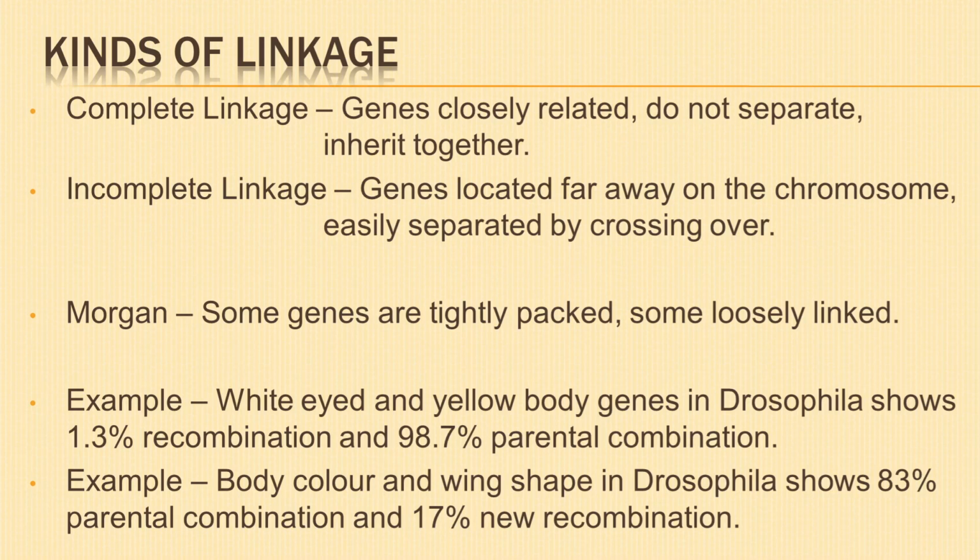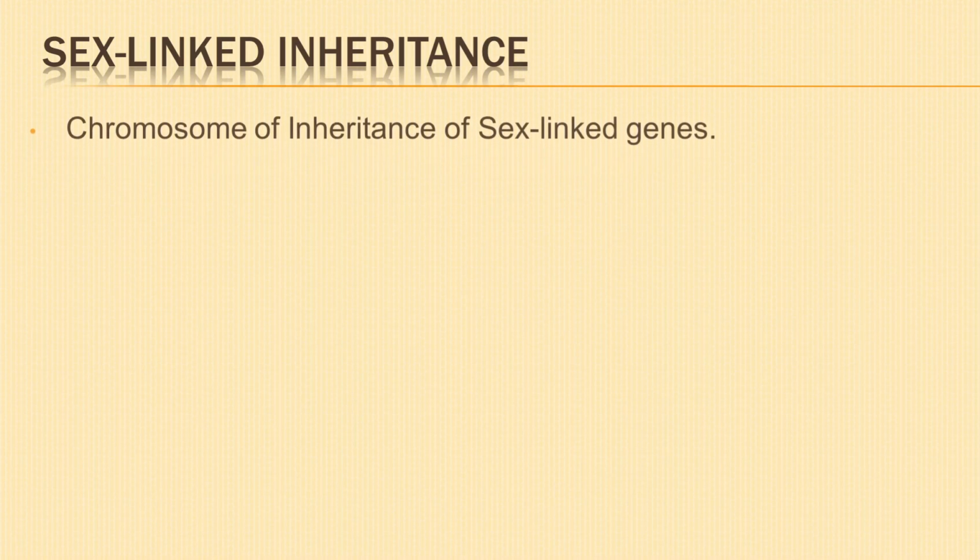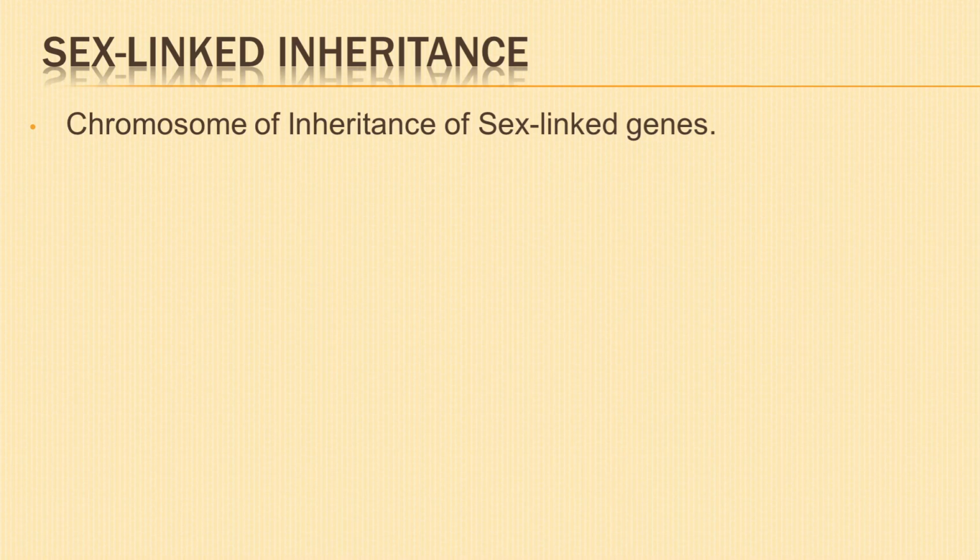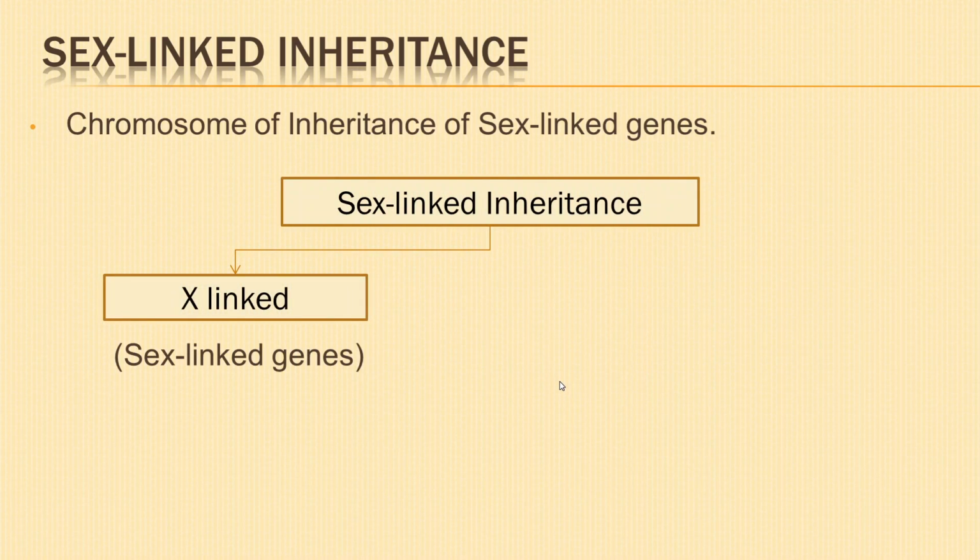Parental combination, gray long and black vestigial, 83%, and new combination gray vestigial and black long, 17%. Next, we shall look into sex-linked inheritance. The phenomenon of inheritance of sex-linked genes is called sex-linked inheritance. They are of two types, X-linked and Y-linked.